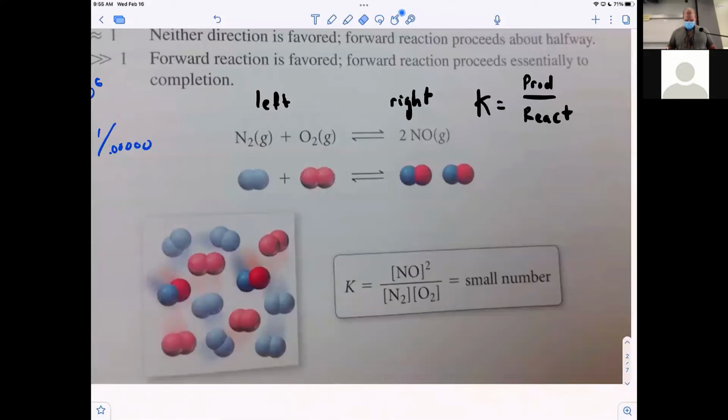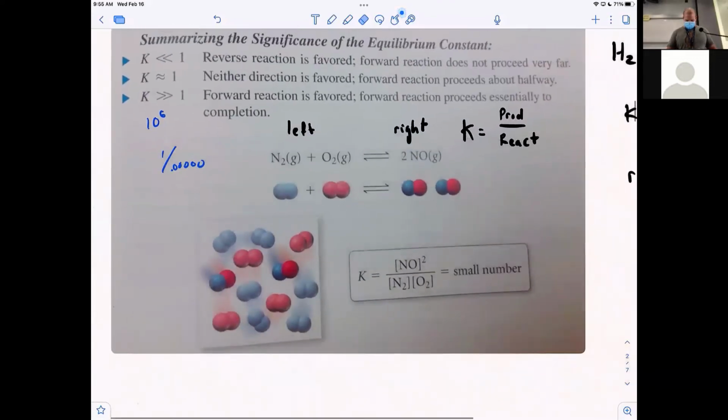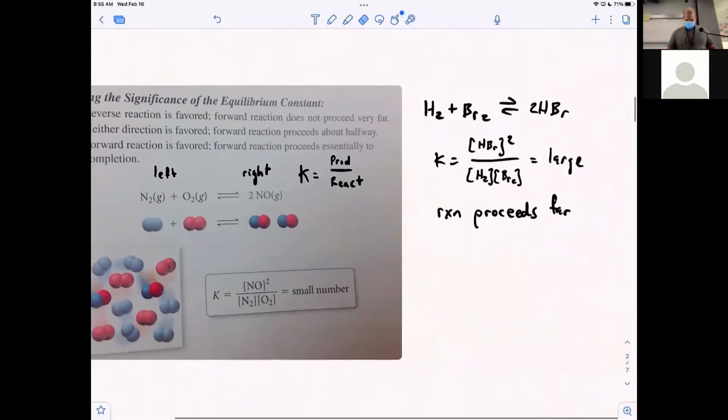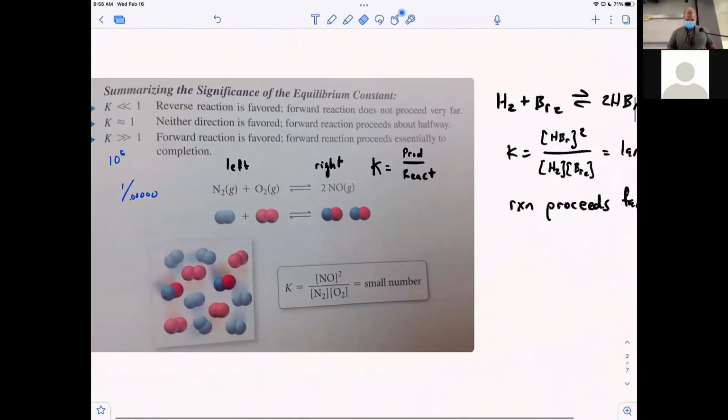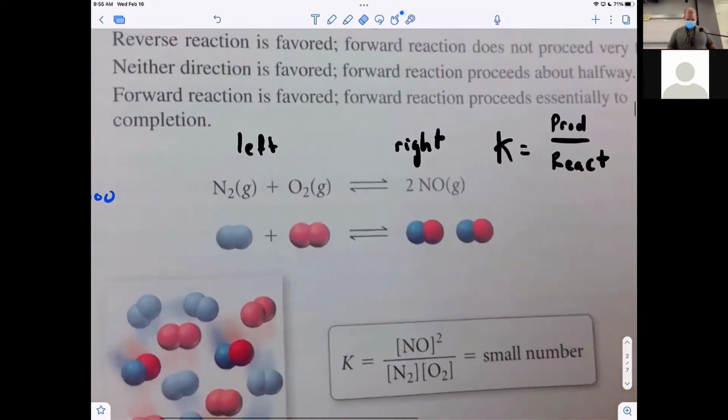So, let's see here. Another example, and some terms, I should say. The reactant side, we call left, and we call the product side right. So if I say left is favored or right is favored, or shift left, shift right: shift left means towards reactants. Shift right means towards products.